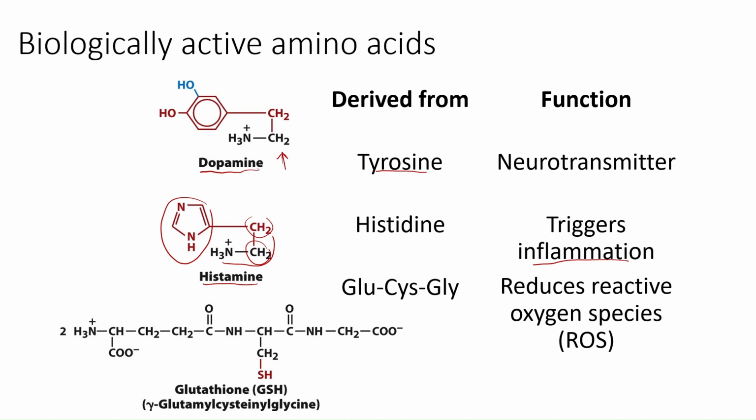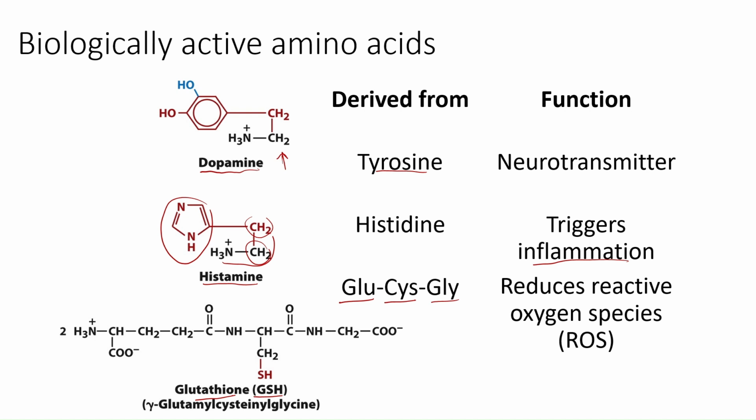And the last biologically active amino acid we're going to talk about is glutathione, which is shown here on the bottom, and which is often abbreviated GSH. And it's derived from a tripeptide of glutamate, cysteine, and glycine. And its function is to reduce reactive oxygen species. So let's talk a little bit more about that.